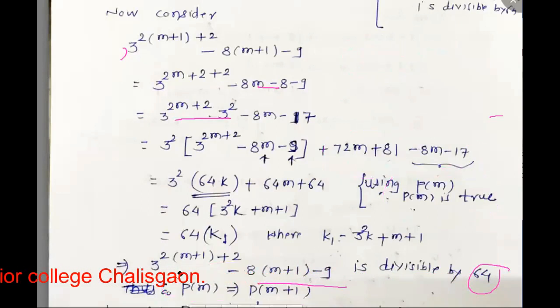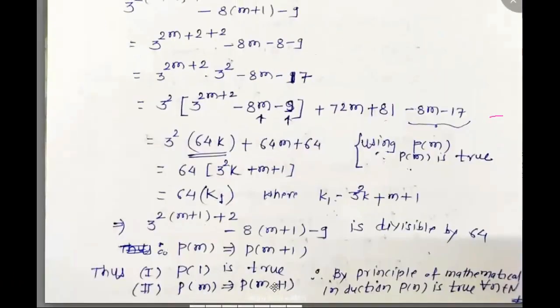So this is the second step in the principle of mathematical induction. Thus P of 1 is true, and if the statement is true for m, then it is also true for m plus 1. So by the principle of mathematical induction, P of n is true for all natural numbers.